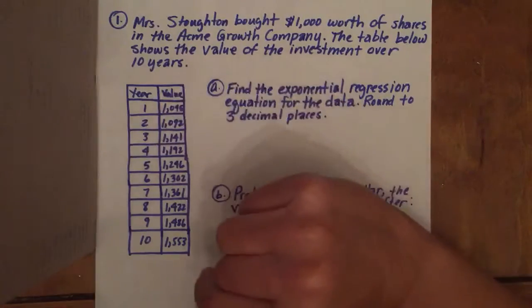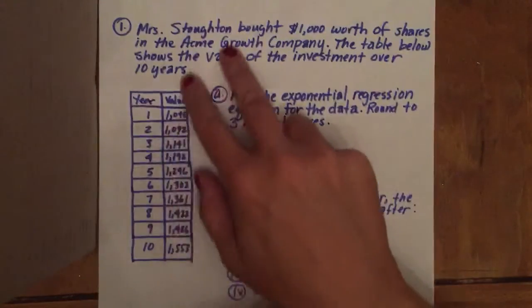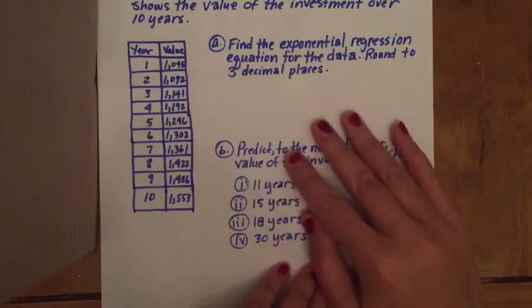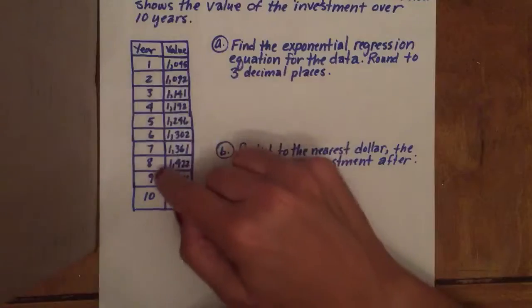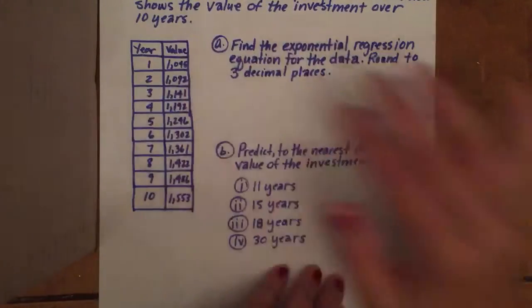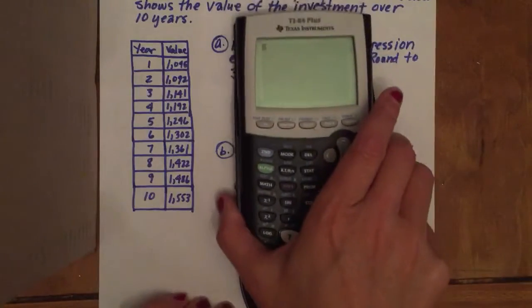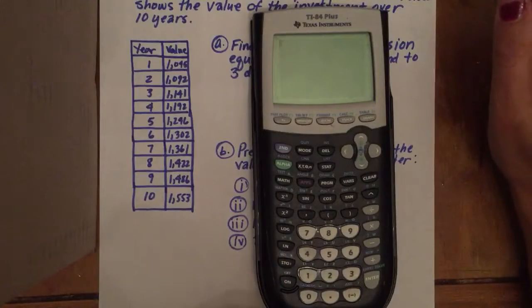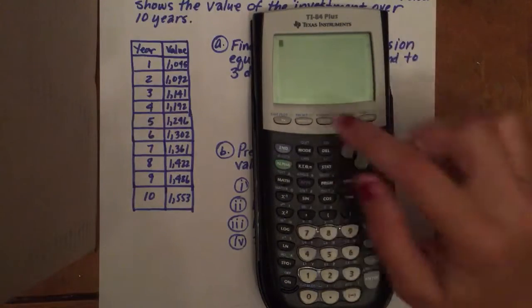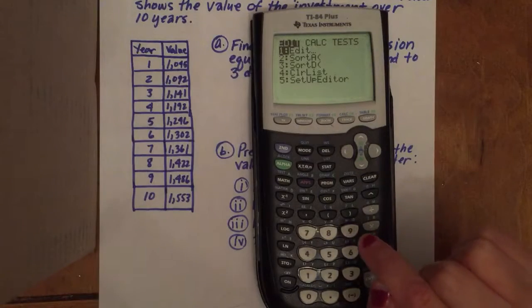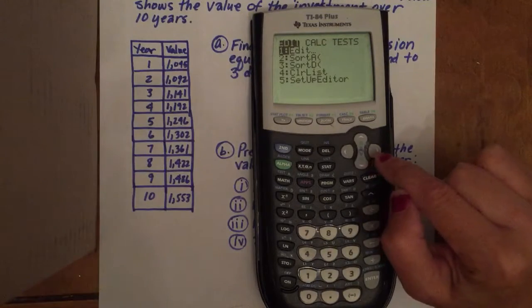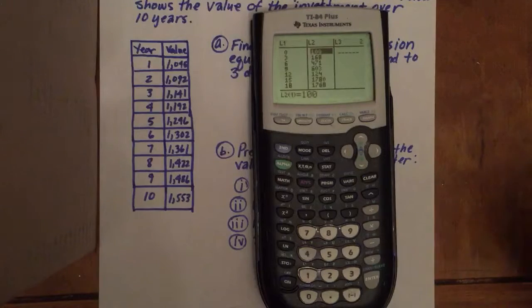So what I'm going to do is use my calculator to take this raw data and find an exponential model or function that represents this data and the behavior that it has. So in your calculators, you're going to use the stat function. The first thing we're going to do is hit stat. Once you hit your stat button, you're going to select edit.